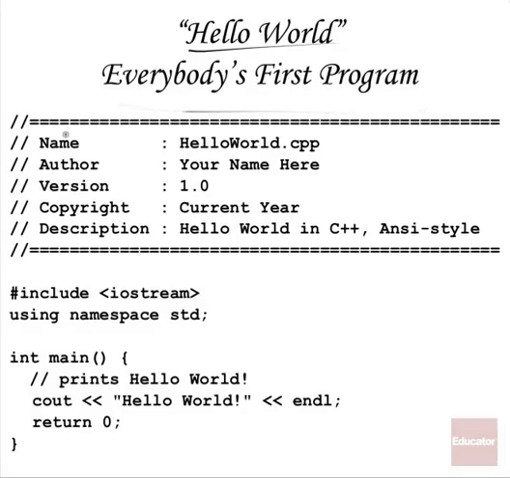Here is an example. We have some comments, and the name of the program is helloworld.cpp. The author is your name here, so put your name there. This is version 1.